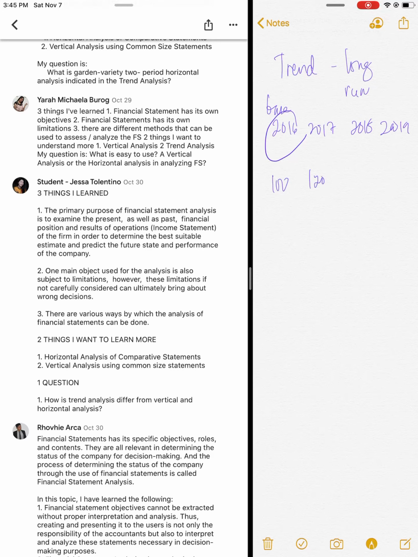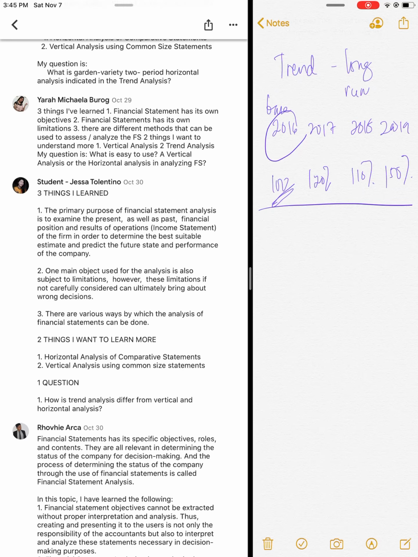So kung 2016, 100 siya, increase, naging 120, 110, 150. So kaya siya tinawag na base kasi ito yung magiging base year. Okay? So ibig sabihin, kung tumaas based on this trend analysis, medyo nagpa-fluctuate ng konti. So from 100 naging 120, bumaba ng 110, tumaas ulit ng 150. Okay?